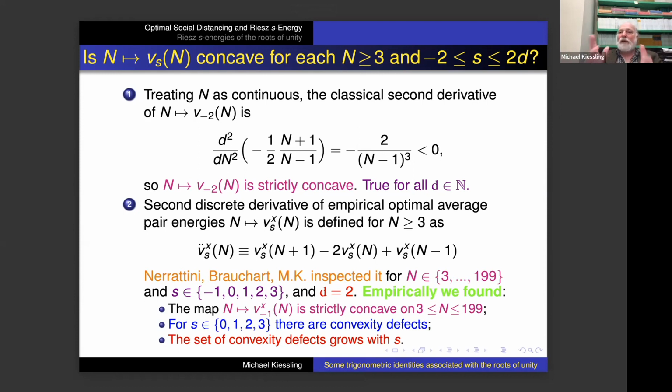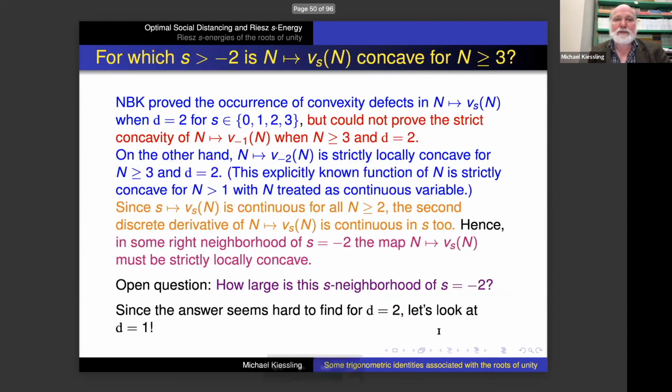But once we had outliers, then we were doing our own optimization routines, and we found better configurations, and then the defects reappeared. So this seems to be a quite successful or promising test case for these empirical data points that one gets. So we were able to prove the occurrence of convexity defects, but we could not prove the strict concavity of this map when s is -1.